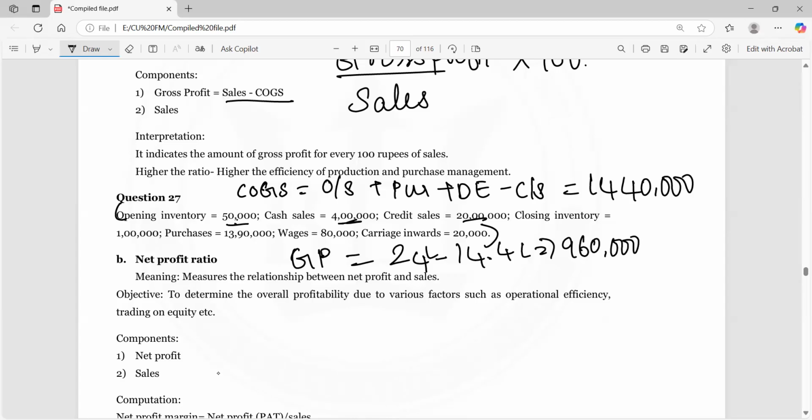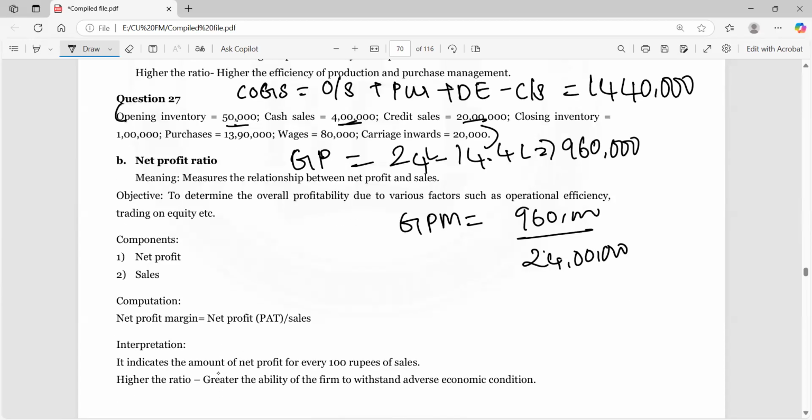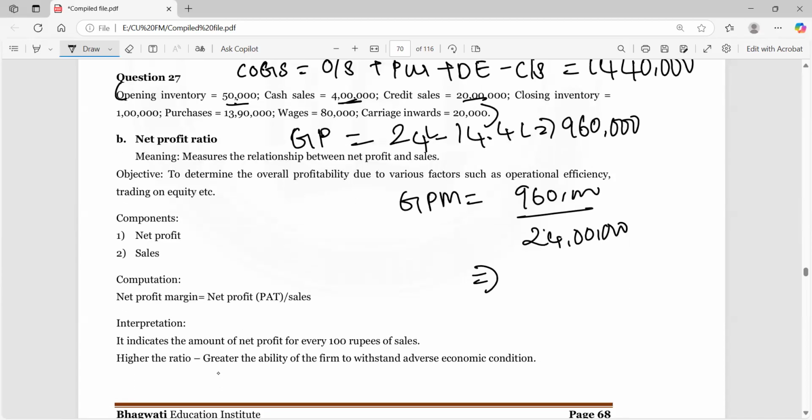9,60,000. So what is gross profit margin? 9,60,000 divided by sales of 24 lakh. How much do we get? 40%. So how do we interpret this? For every 100 rupees of sales, 40 rupees is gross profit, remaining 60 rupees is cost of goods sold.